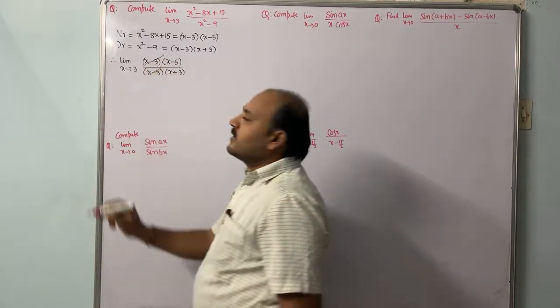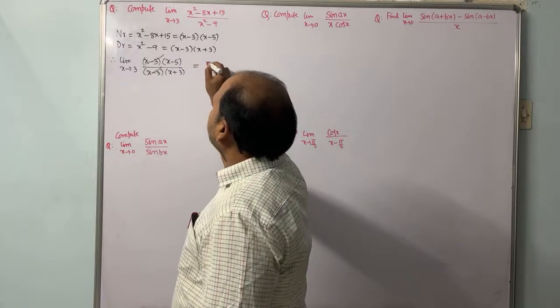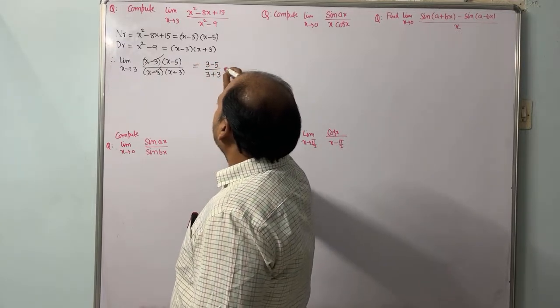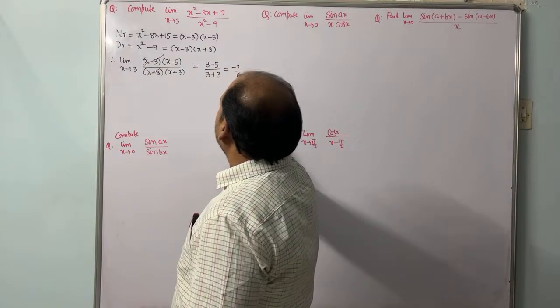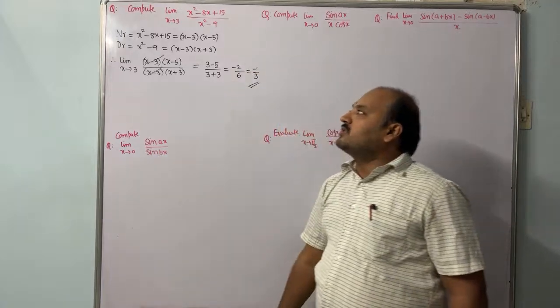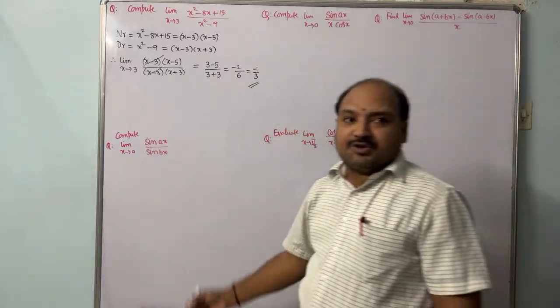So x minus 3 gets cancelled. X is equal to 3, substitute: 3 minus 5 divided by 3 plus 3, which is equal to minus 2 divided by 6, which is equal to minus 1 by 3. So your answer is minus 1 by 3 for the question.